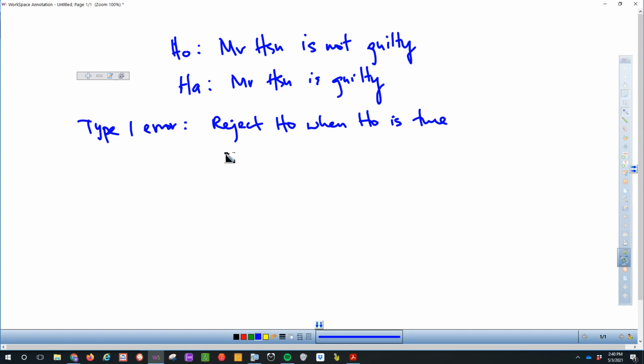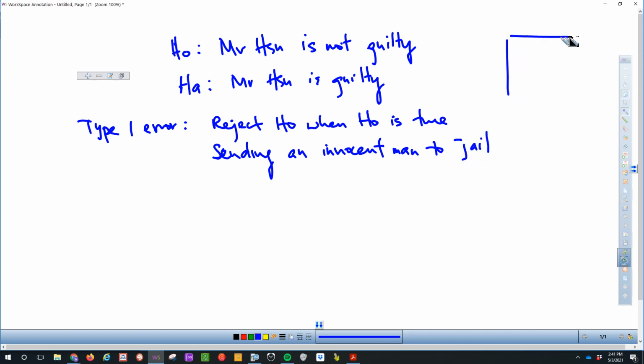He's not guilty, but you say that he is guilty, and then you send him to jail. So what is the consequence of that? When you reject H naught when H naught is actually true, this is considered a Type 1 error, and the consequence is you're sending an innocent man to jail. To some people, that is a bad thing. That's not too cool.